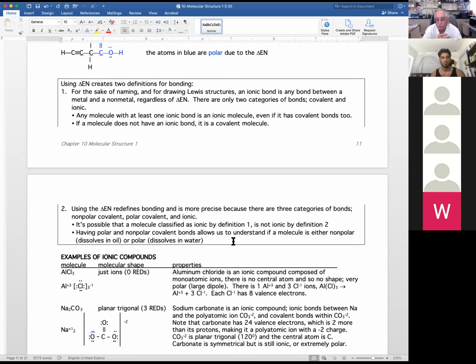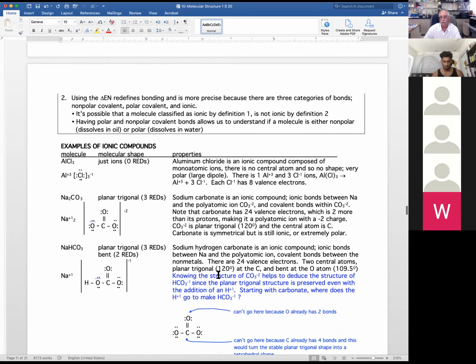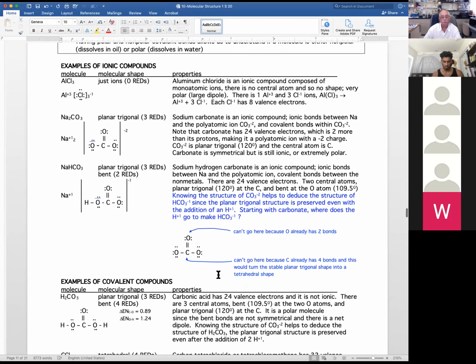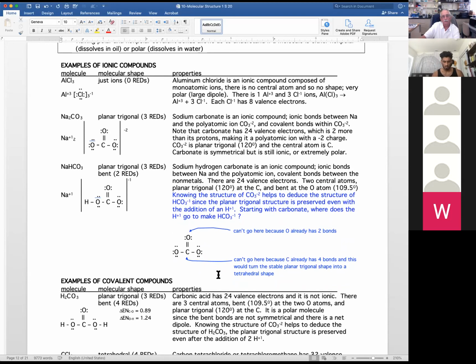And really what we're doing is simply a convention. It's the convention for this class that we use electronegativity only to look at bonds to find out whether they're polar or nonpolar, to help us figure out whether the molecule is going to be polar or nonpolar. So I gave a bunch of examples here. Here are some examples of ionic compounds.